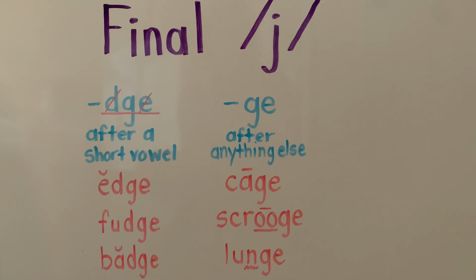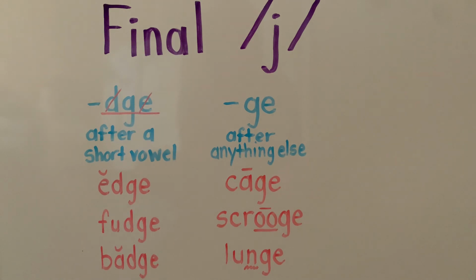So again, the dge pattern comes after a short vowel. So if you hear a short vowel in a word right before that j sound, it's going to be spelled with the dge trigraph. So I have three examples: edge, fudge, and badge. Edge has a short e sound right before the j sound. So it's going to be spelled with the dge trigraph, edge.